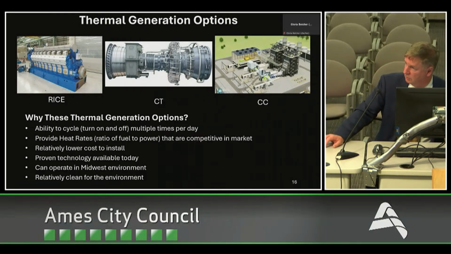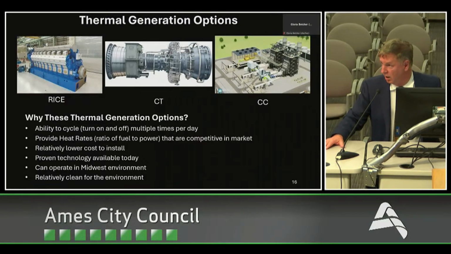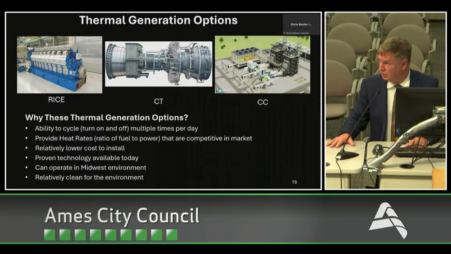Why these thermal generation options? Well, their ability to turn on and turn off very, very quickly. They provide heat rates, in other words, the ratio of fuel to power, that are very competitive in our market. Ours are 11.5. These are in the 7,000 to 8,000 range. Relatively low cost to install, easy to do maintenance. I mean, the RICE engine, you could basically use a truck mechanic for the majority of the parts there. They can operate in a Midwest environment, and they're basically clean for the environment. You think, well, you're burning fossil fuels to run these, but these are much cleaner than even our existing generation with the electrostatic precipitators that we have.